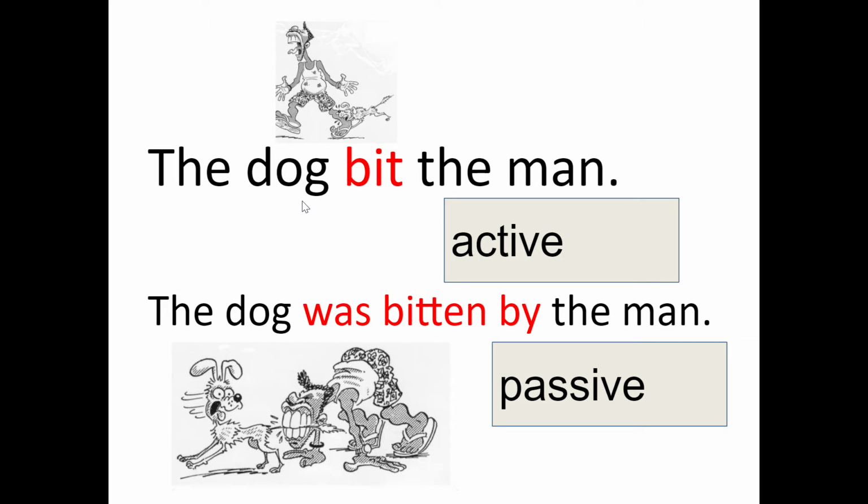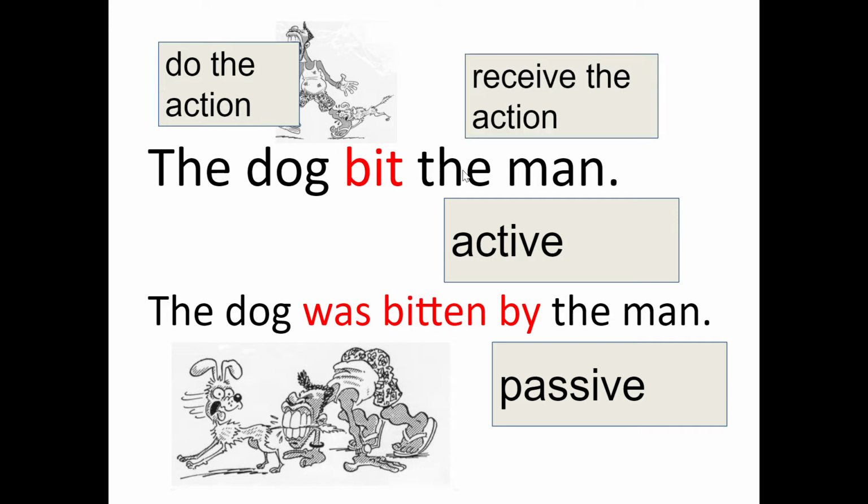Now, in an active sentence, we have a subject, the dog, the verb bit, and the object, the man. The subject in an active sentence does the action. So the dog is the one doing the biting, whereas the object is receiving the action. The man is receiving the biting.